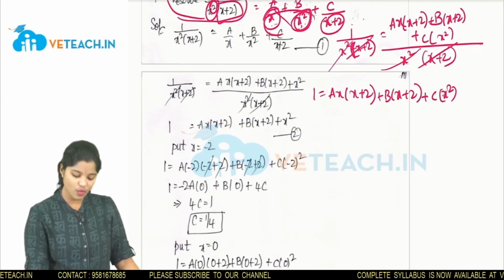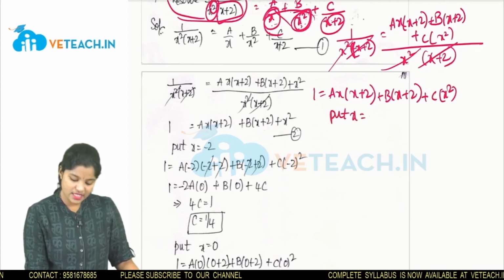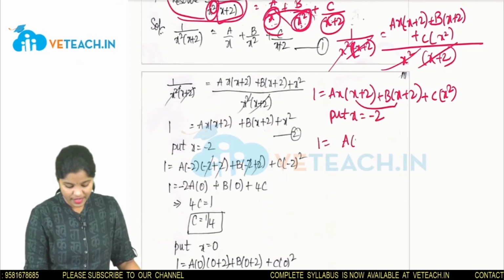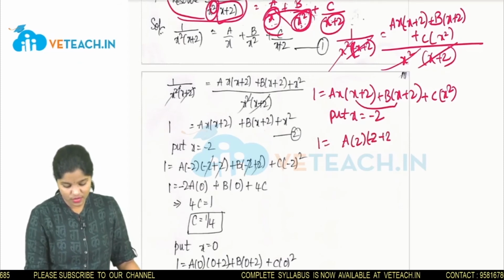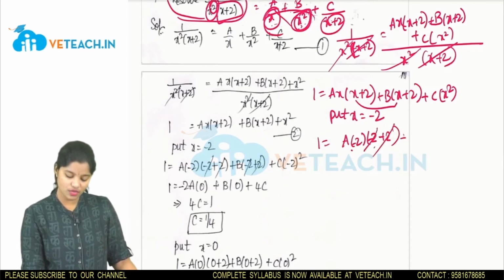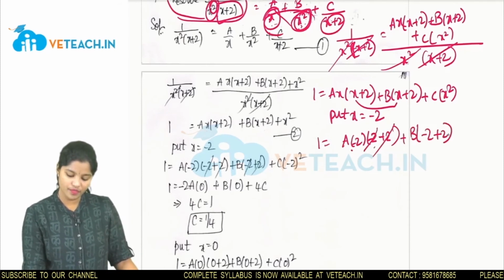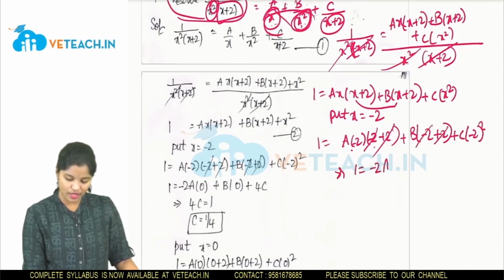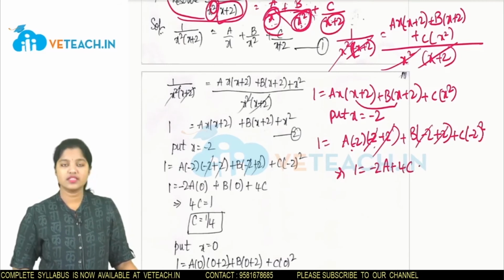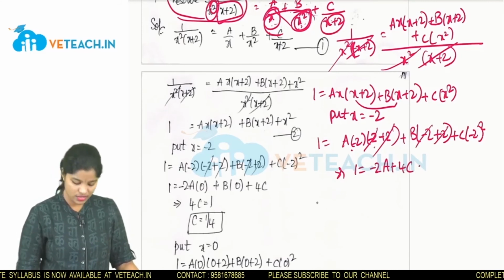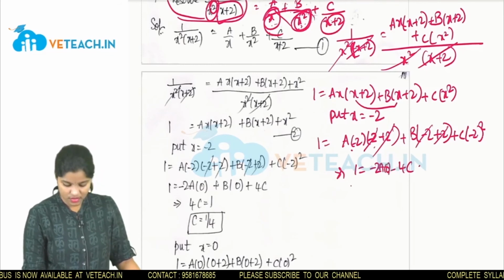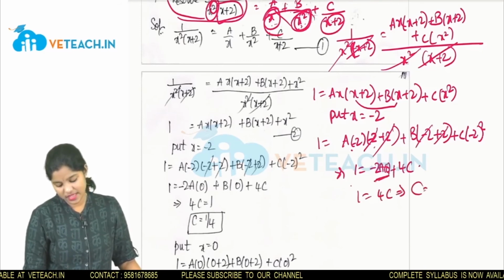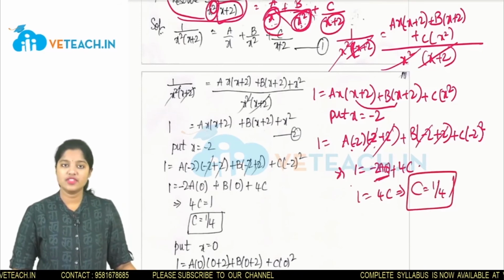Now from this what we can do? We can put x is equal to minus 2, then these both terms will get cancelled. So 1 is equal to a into minus 2 into minus 2 plus 2, plus b into minus 2 plus 2, plus c into minus 2 whole square. That implies 1 is equal to minus 2a into 0 plus 4c. So this term will be 0. 1 is equal to 4c. That implies c is equal to 1 by 4 is the answer.